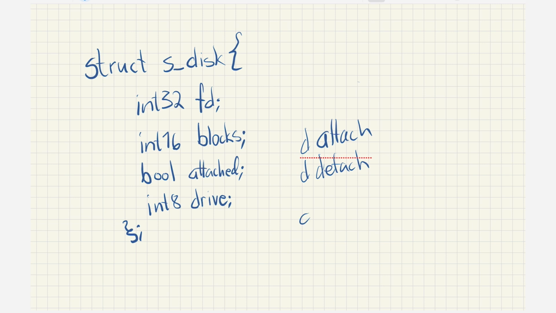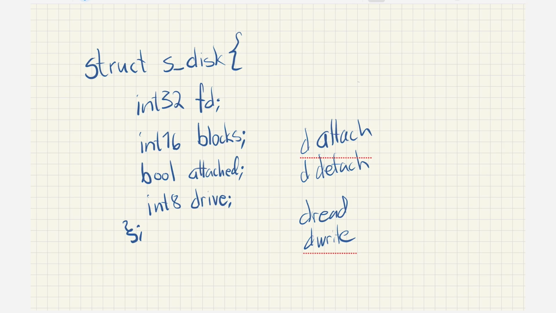Similarly, I will have a disk read and a disk write. And it will take in the block number as the input, and also a memory address, so where it's gonna read the data into and where it's gonna write the data from. So it will read and write a single 512 byte block. And this is it. This is all we need for the disk emulator layer.